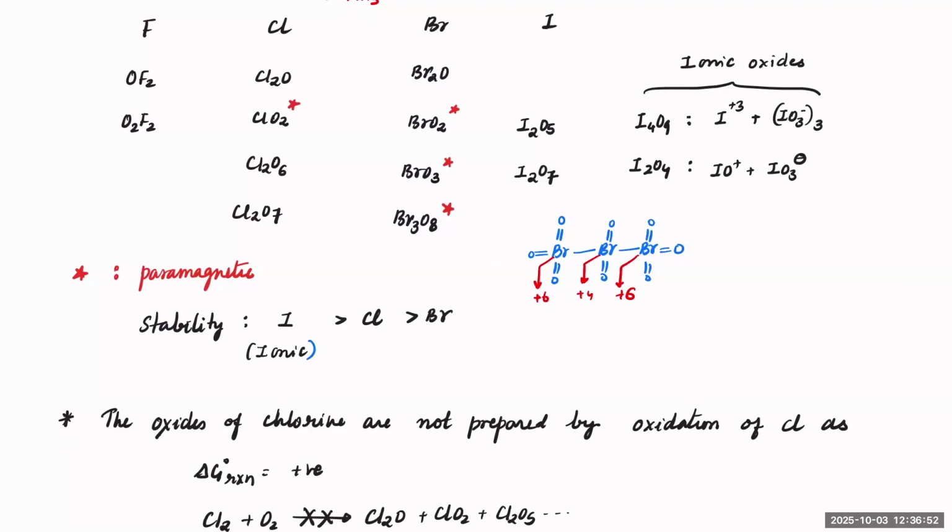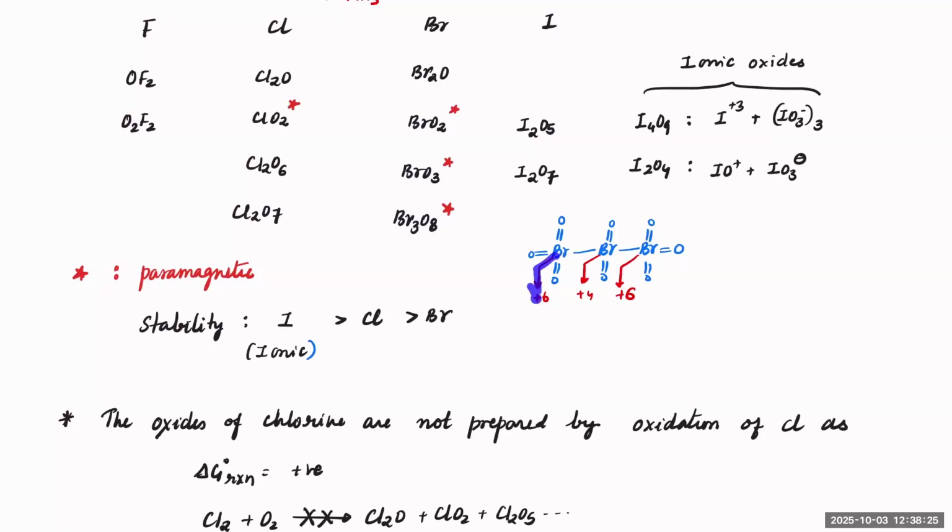If you notice I4O9, it exists as I3+ IO3−. I2O4 exists as IO+ and IO3−. So if you notice, iodine can make these ionic compounds as well. In fact, I4O9 will exist as I3+ and IO3−, and I2O4 exists as IO+ and IO3−. This is a structure which you need to remember, which we learned in redox reactions.